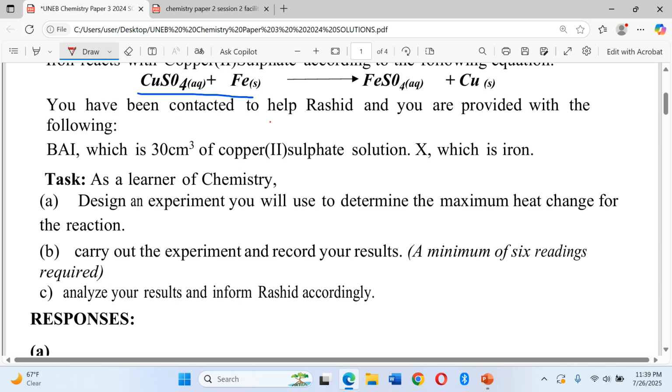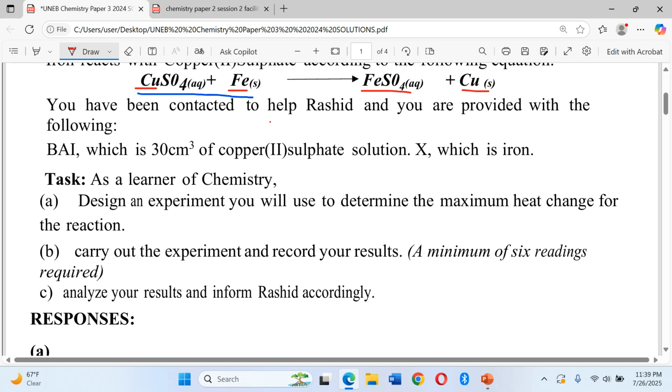The displacement reaction. This is iron, which is displacing copper from its solution, and we can see that it is now forming iron sulfate, and then copper solid is deposited. So it is called the displacement reaction, and we want to calculate the amount of heat which is released during the displacement reaction. And from the task we can always get even the aim.